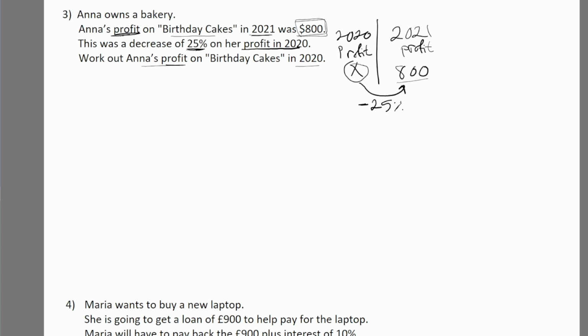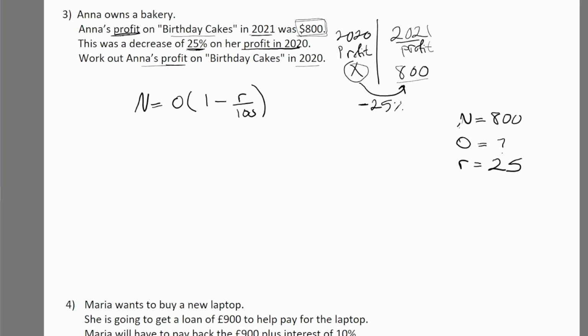So this is a percentage decrease question. So we're going to use the rule, which is basically new is equal to old multiplied by 1 minus r over 100. Now, the new here is obviously the 800. This is the current year. And the old is unknown, and r is 25.